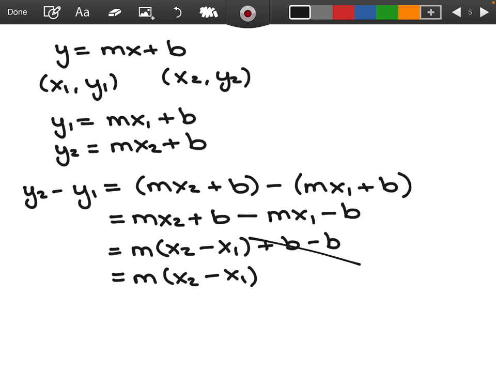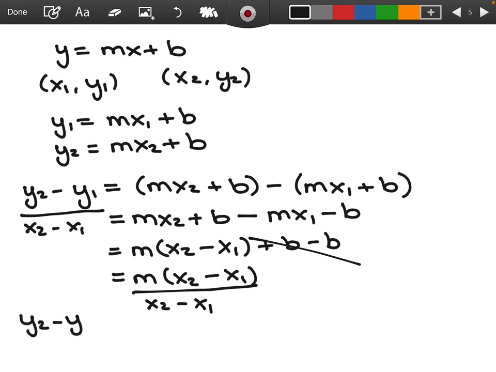To find m, I can divide through by x2 minus x1 on both sides. So if I divide my left-hand side by x2 minus x1, and I divide my right-hand side by x2 minus x1, on my left-hand side, I would have y2 minus y1 over x2 minus x1, and on my right-hand side, I would just have m, because x2 minus x1 would cancel on both the numerator and the denominator. That tells me that my slope is equal to y2 minus y1 over x2 minus x1. Okay? So that's how this formula can arise.